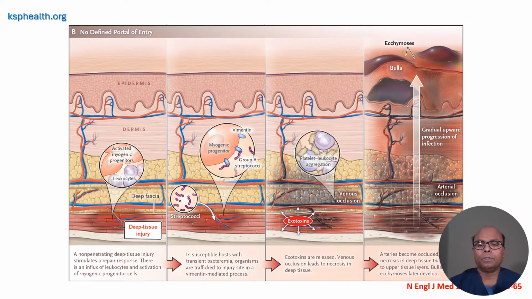That causes venous occlusion, resulting in inflammation in the deeper tissue. There will not be any subcutaneous manifestation. Then if it was unattended, infection spread upward, eventually resulting in ecchymosis and bullae.